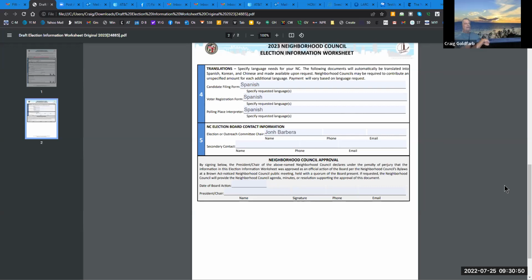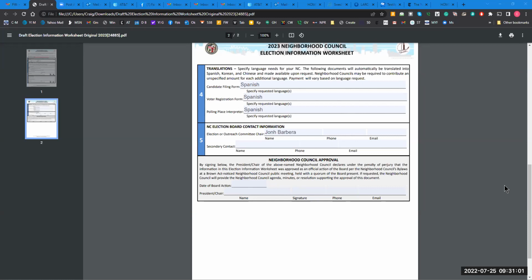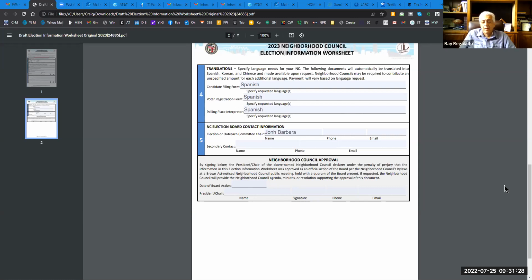They're automatically being translated into Spanish, Korean, and Chinese, but the interpreter might be a separate issue. Perhaps two fields are irrelevant, but I don't know if the interpreter qualifies for, we automatically get a Korean interpreter, a Chinese interpreter, and a Spanish interpreter for no cost. The question is, do we need a Spanish interpreter at the place, and that we can put before the board and see what they want to do.